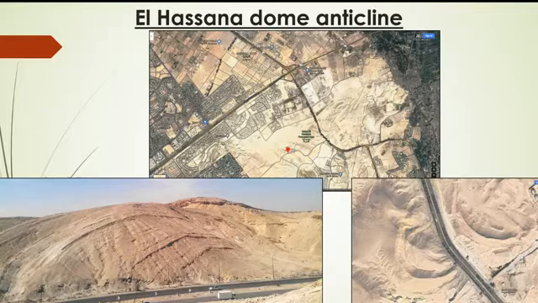Today we're going to talk about Hassana Dome and Abu Rawash village anticline. As you know, Hassana Dome and Abu Rawash formation is one of the very important outcrops in the western desert of Egypt. It's the only outcrop for the late Cretaceous in the western desert of Egypt, and that makes the approach of the Hassana Dome anticline important for geologists who are mainly working in the western desert of Egypt.